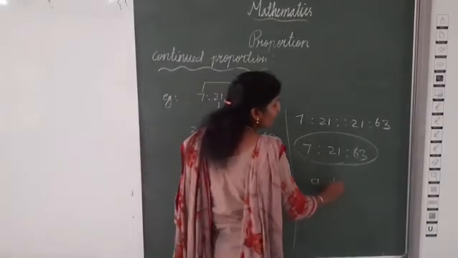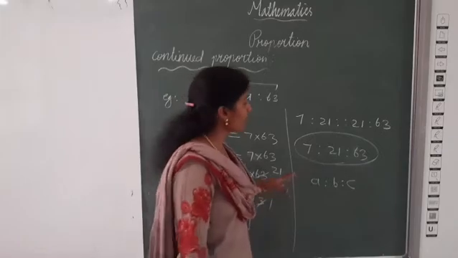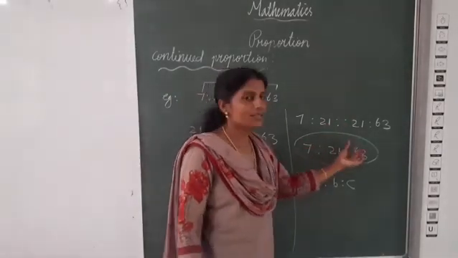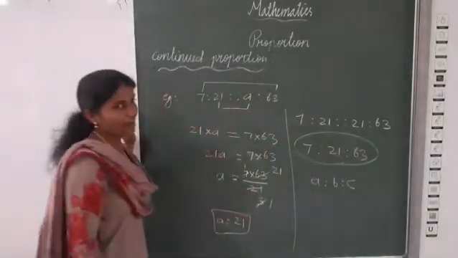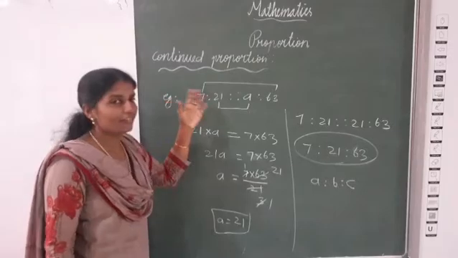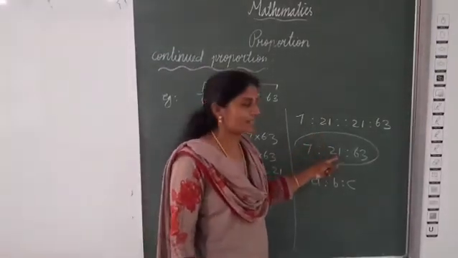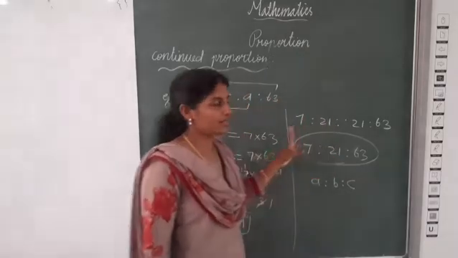A is to B is to C. What is continued proportion? The mean is the same, so we can write 7 is to 21 is to 63. Suppose the means are different, then we can't say that is continued proportion. We can't write it like this.